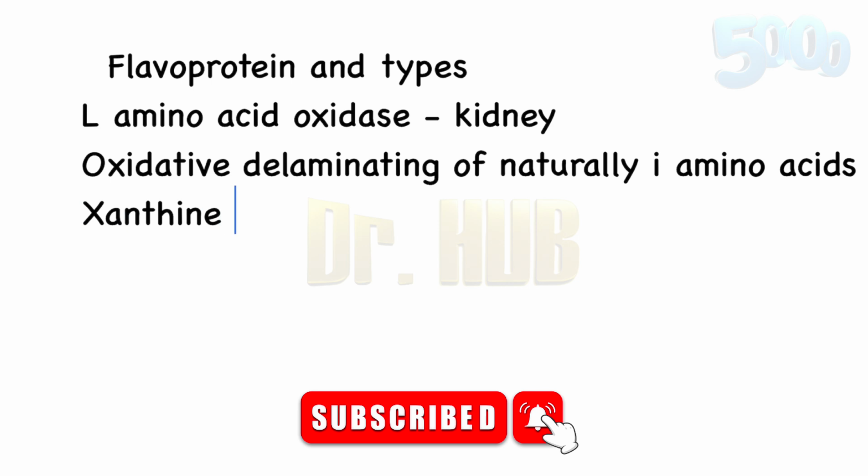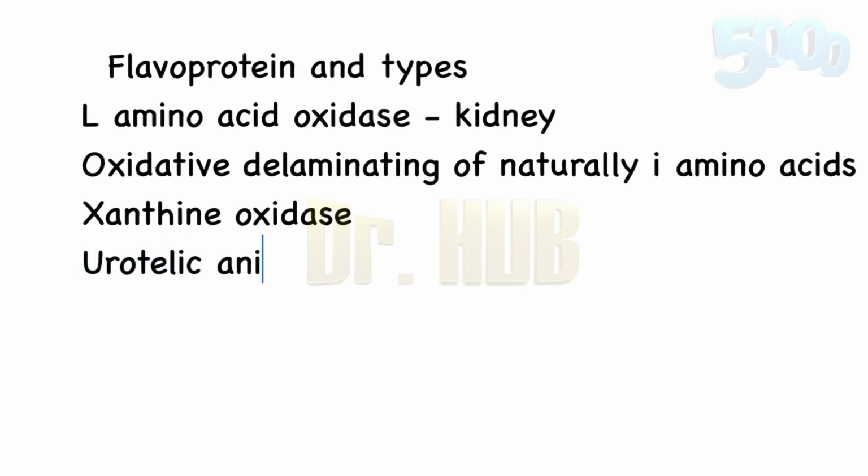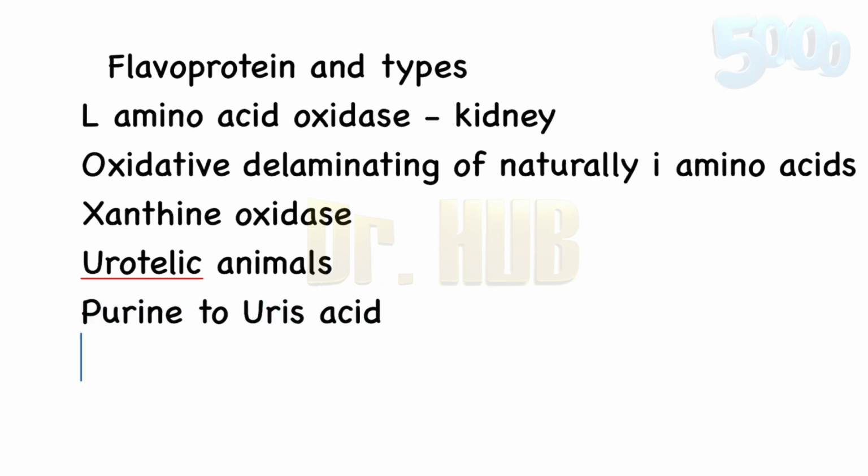Next is the xanthine oxidase. Xanthine oxidase, the location is the uricotelic animals, and the action is the conversion of purine bases to uric acid. So purine to uric acid.